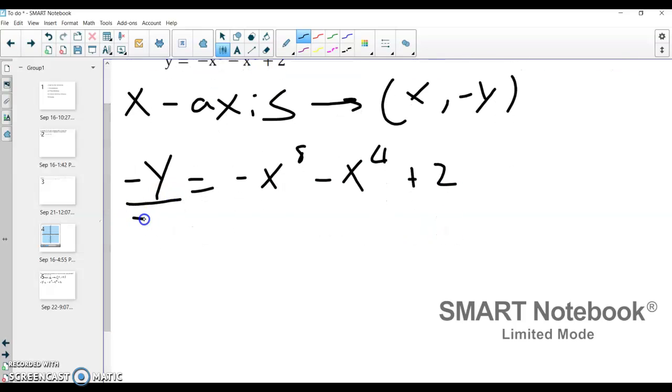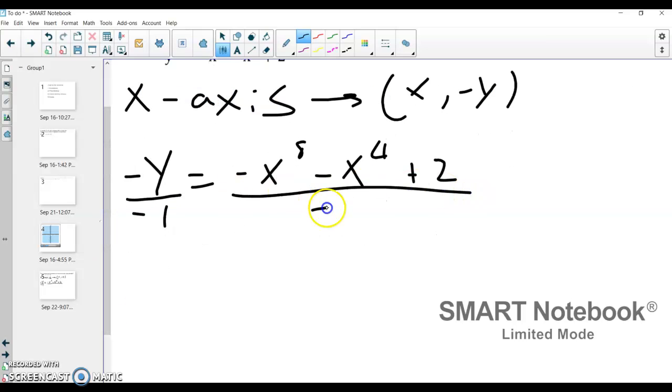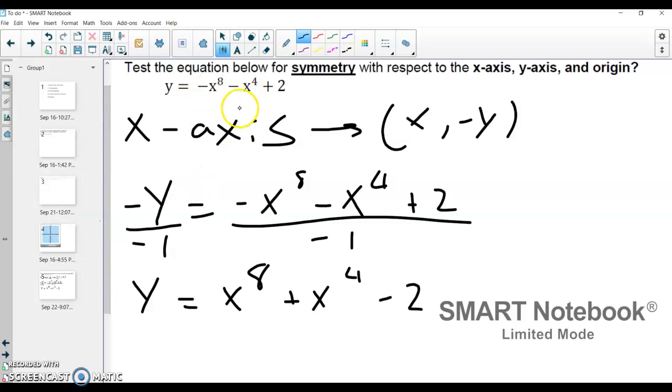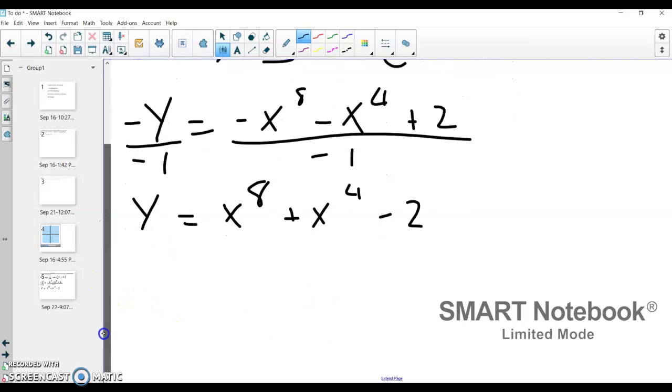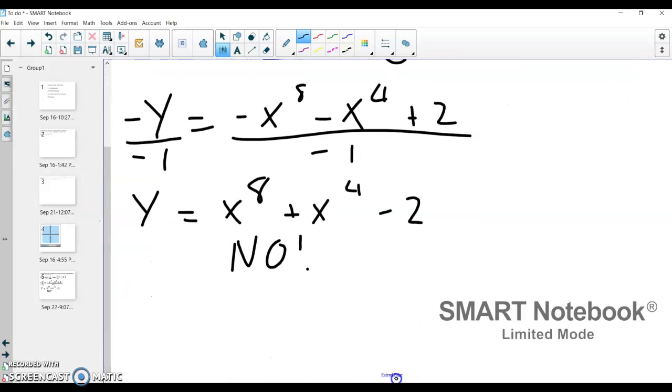I'm going to divide this by negative 1 so I can try to get y to look like normal, which divides everything over here by negative 1. I end up with y equals a positive x to the 8th plus x to the 4th minus 2. This is not the same equation as what we see up here, because this is no longer negative, this is no longer negative, it's almost the exact opposite actually. So this is a no because we got a different equation there. Alright, so then I try to do y-axis symmetry.